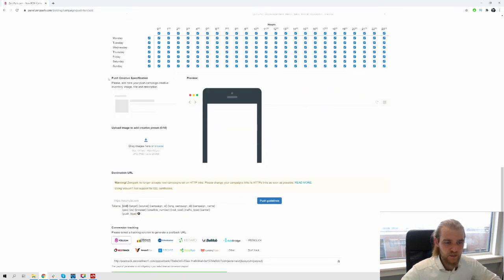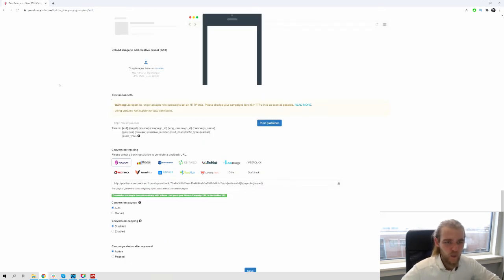Cool, so then we have the push creative specification. Please add here your push campaign creative inventory, image, title, and description. Will do, sir. Will do. All right. Upload image to add creative preset, 0 out of 10, so we can add 10.